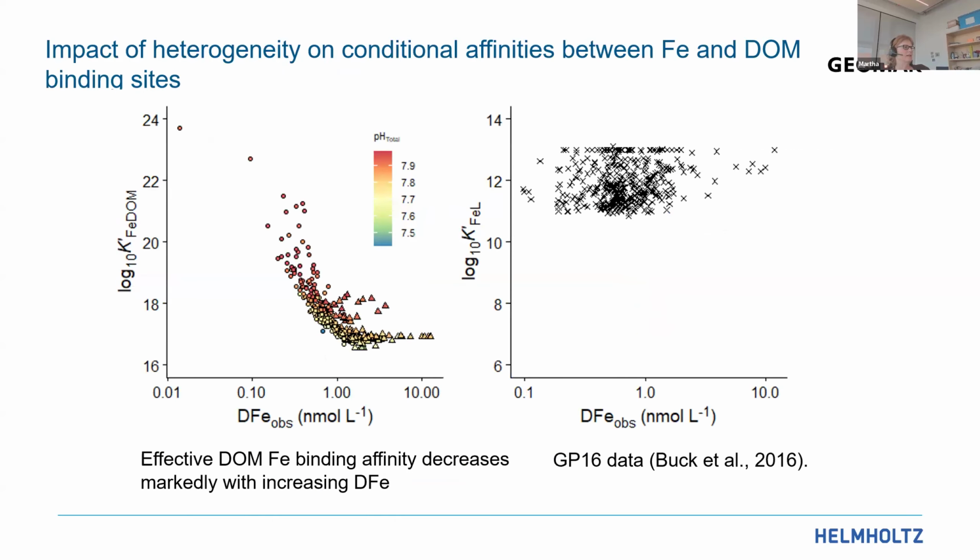And the reason is related to the log K value. The impact of heterogeneity is that you have a much bigger range of conditional affinities that describe how much iron likes DOM, basically. And as you increase the iron concentration, of course, iron is going to like the binding sites in DOM less because they are weaker binding sites. Whereas you don't capture that if you just use these observations of log K, these conditional stability constants.